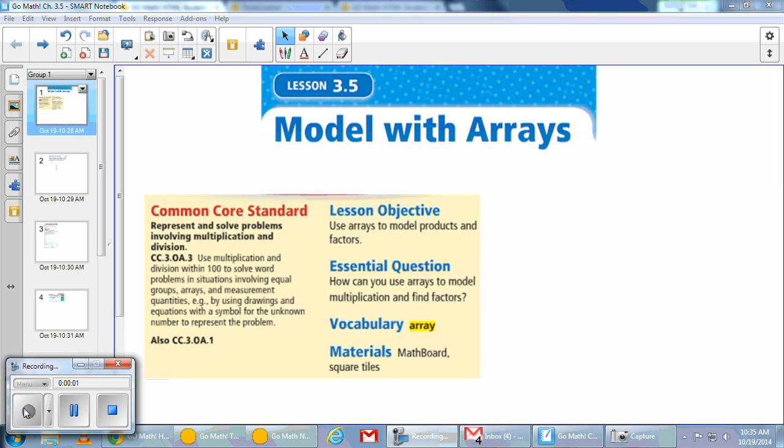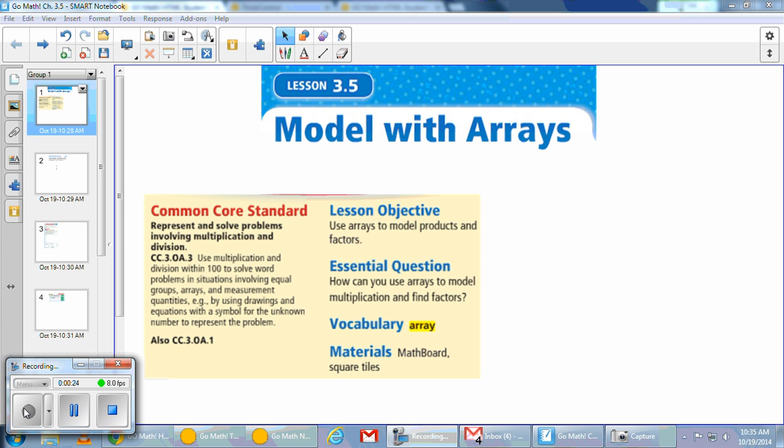Welcome to lesson 3.5. We are a little over halfway through the chapter on multiplication. We're going to look at modeling with arrays today. Remember, array was one of those vocabulary words that we did at the very beginning. So if you want to take a minute to look back at your vocabulary page that we glued into your binder, it lets you know what an array is.